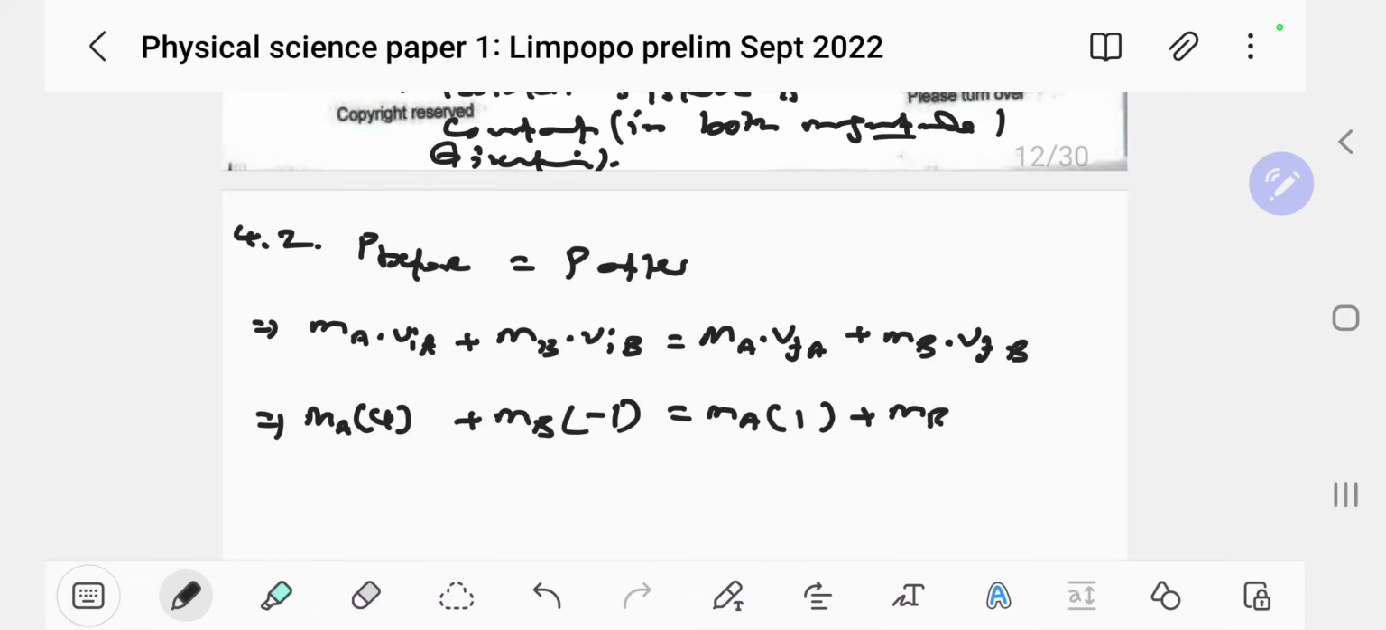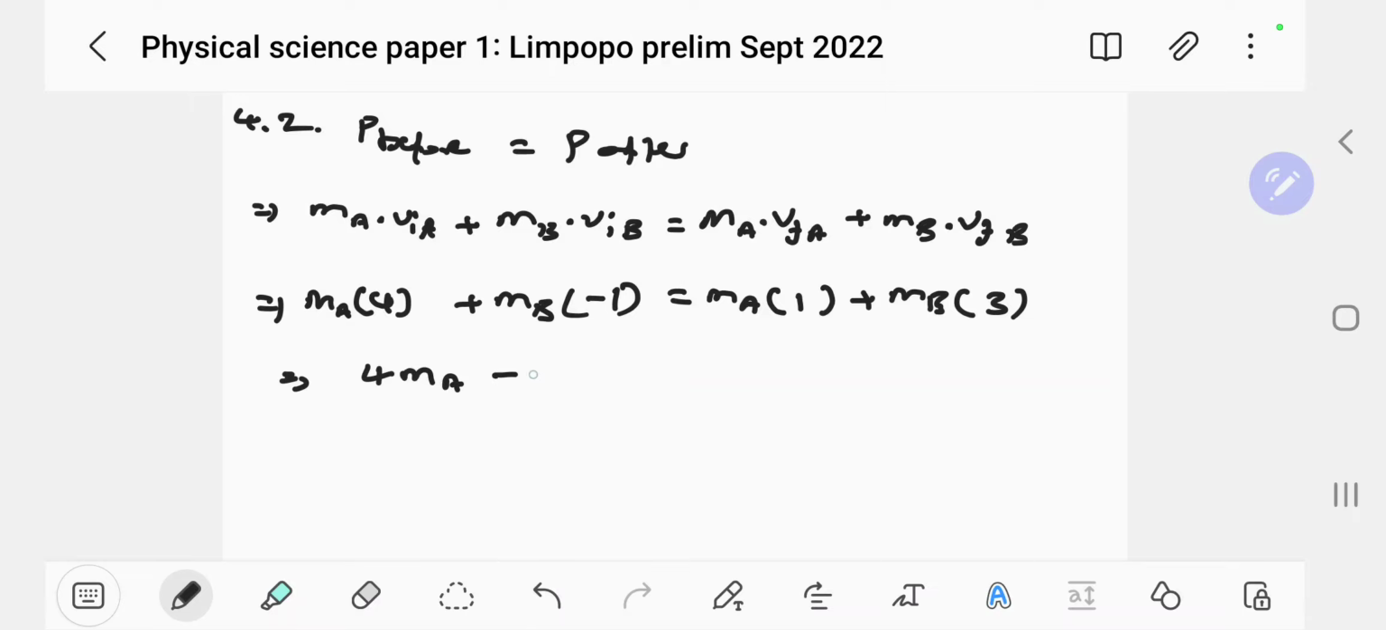Alright, so this is MB. Just made a bit of a meal of a situation there. So that is the story right there. So now this is basically telling us that we have here 4 MA minus MB is equal to MA plus 3 MB. Okay, great stuff.